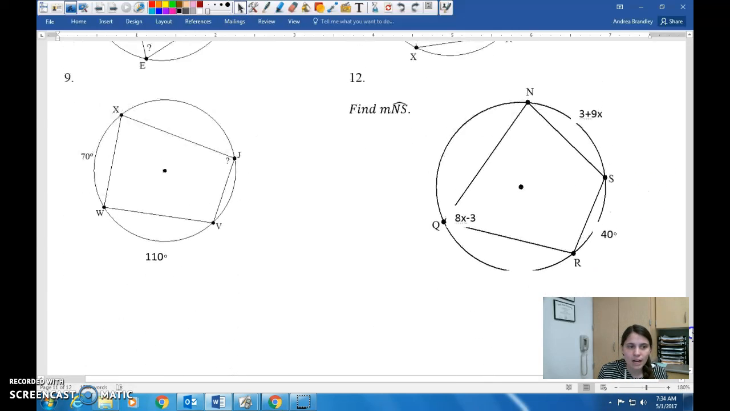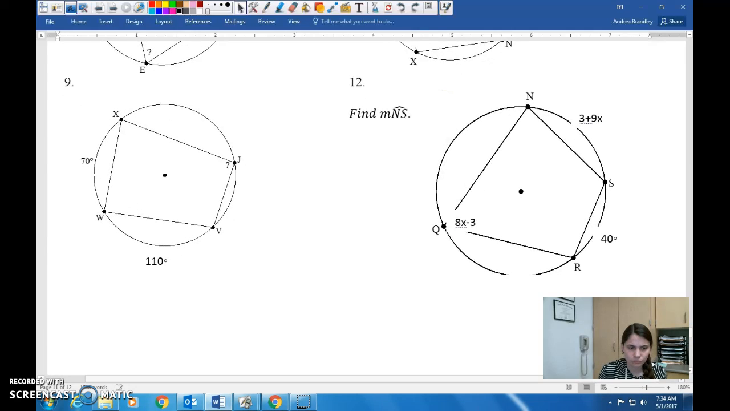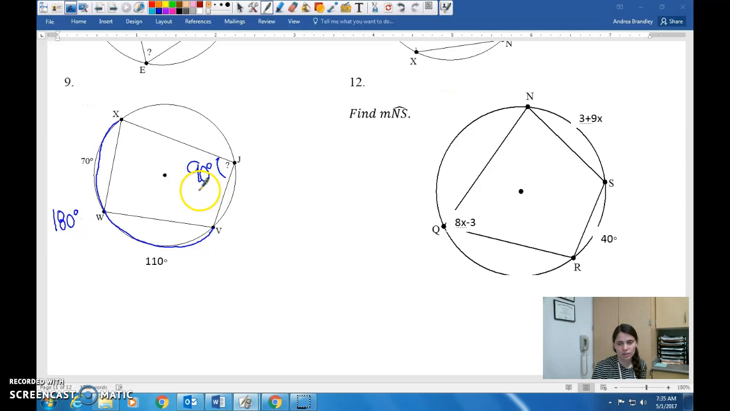So number 9, I'm given some information, not every piece of information. So I'm going to kind of have to look at this more closely. So this is very similar to the one we did right above it. I'm looking for this angle here, which is going to be half of this arc. So this arc is 70 plus 110, which is 180 degrees. And then half of 180 is 90. So this is 90 degrees.